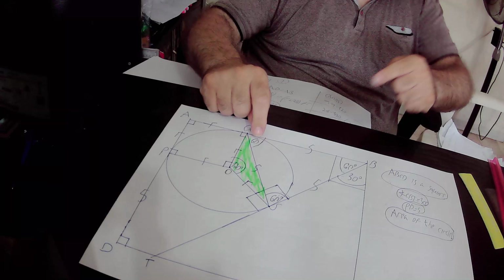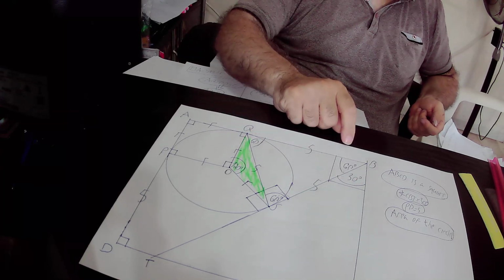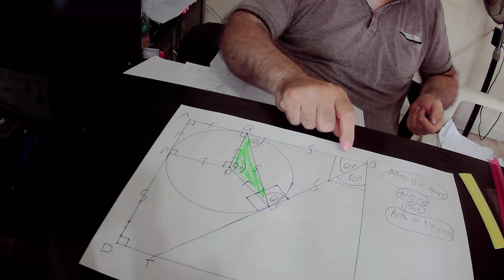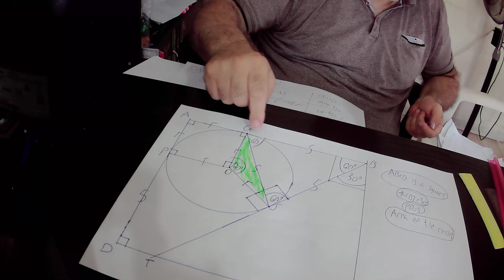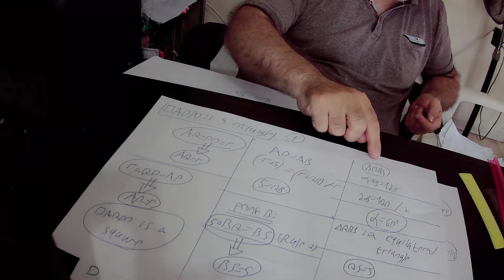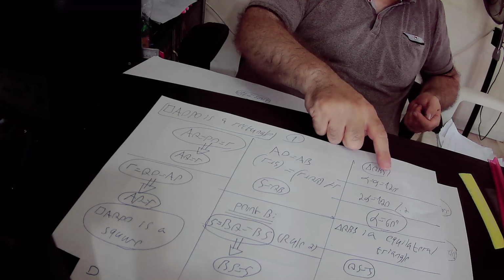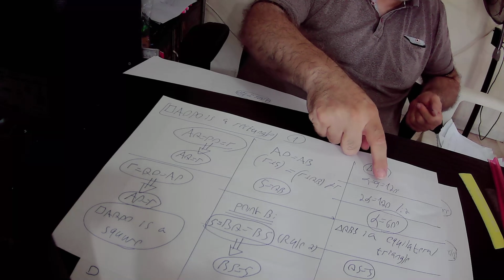And what is the sum of those two angles? The sum of those two angles must be equal to 180 degrees minus 60 degrees. 180 degrees minus 60 degrees is 120 degrees. So we found out that alpha plus alpha equals 120 degrees in triangle QBS. Alpha plus alpha is 2 alpha, which equals 120 degrees.